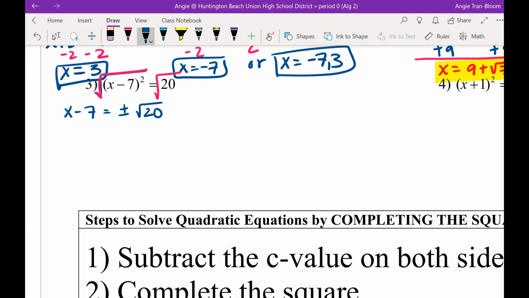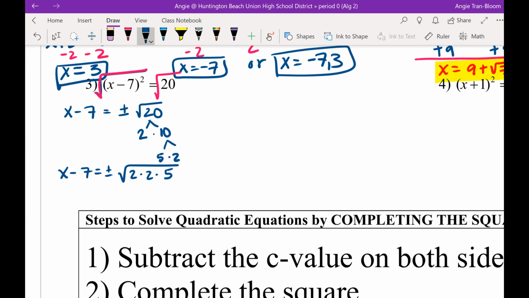How do you simplify rad 20, Ryder? You put 2 and 10 together. So 2 times 10, and then for 10, 5 and 2. Do you guys agree, Ryder? Okay. So this is in essence x minus 7 equals plus or minus under the radical 2 times what? 5.